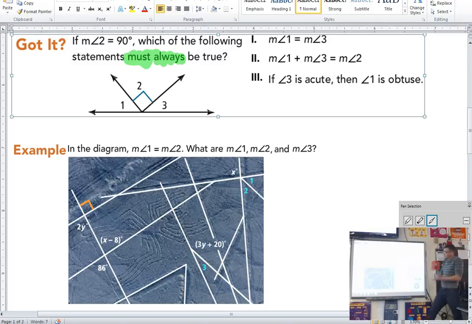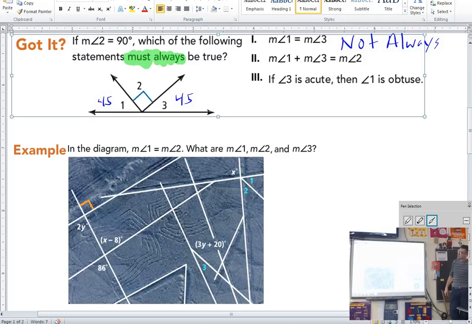Yeah. This would be 90, this could be 45, and this could be 45. Do they have to be? No, because we don't know anything about these angles aside from angle 2 must be 90. So this could be true, but not always. So I would write out there not always. Could be true, not necessary.